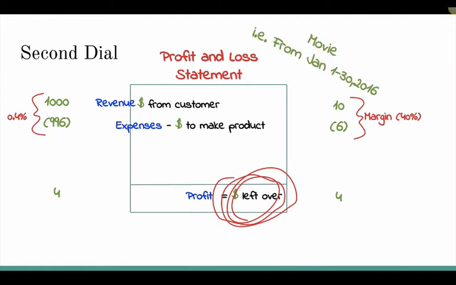For this statement, it's not a snapshot. It's not one point in time. It's more like a movie, so it's more a period of time. For instance, this would be from January 1st to 30th. Often your profit and loss statement is going to be monthly. And in our case, we're going to be looking at them weekly. So we have weekly profit and loss statements.